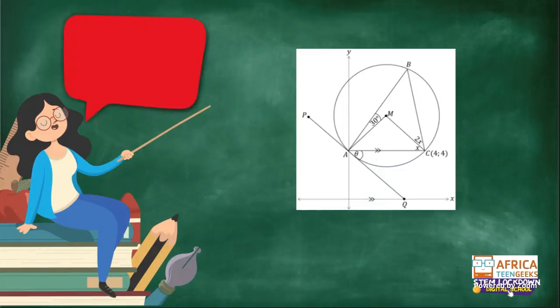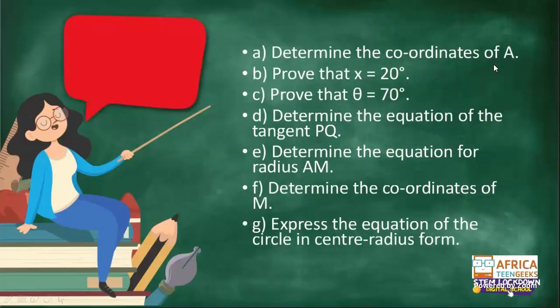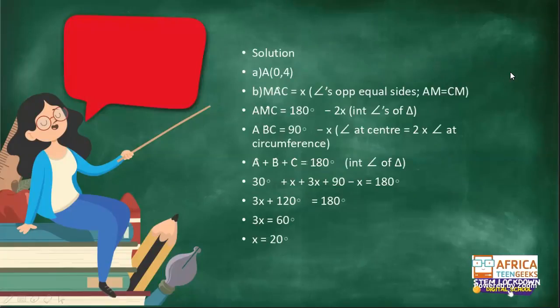So by adding those three angles, that's why you see that you have 30 degrees plus x plus 3x plus 90 minus x equal to 180 degrees. Now, when you solve, you have 3x plus 120 equal to 180 degrees. And then 3x here is going to be equal to 60 degrees, and x will be equal to 20 degrees. So by so doing, you have shown that x here is equal to 20 degrees.